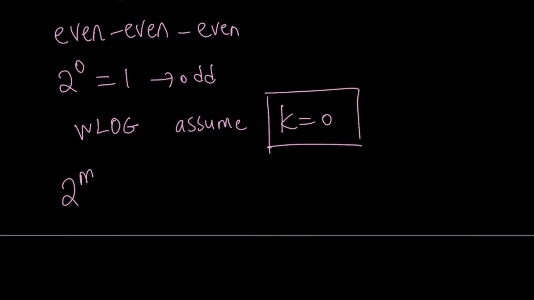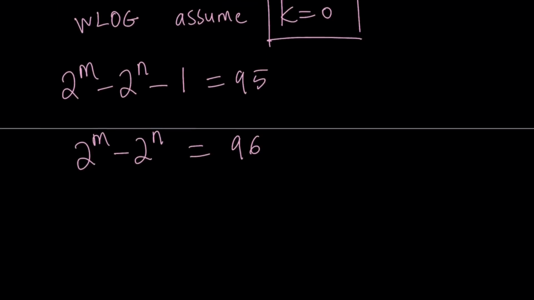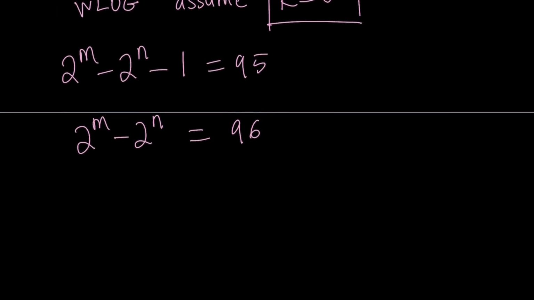So if k is equal to 0, we get 2 to the power m minus 2 to the power n minus 2 to the power 0, which is 1, equals 95. And from here you can safely see that 2 to the power m minus 2 to the power n is equal to 96. This is normal, because the difference is supposed to be even most of the time. Now, how do we solve this equation? We've done a similar problem before. I think that was a competition problem from Russia, but the difference was huge, I think 1,984 or something like that. Anyway, the idea is the same.